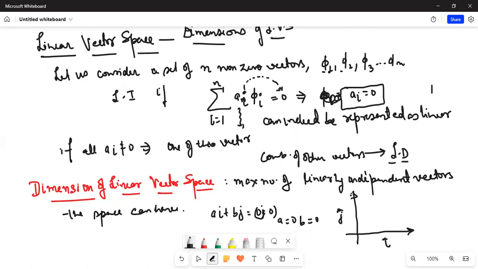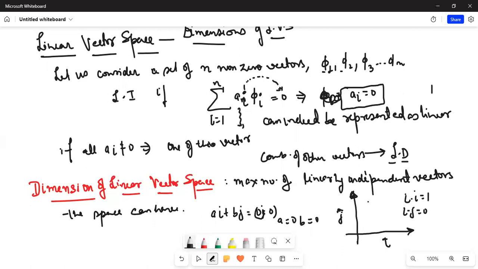This is quite easy to see geometrically also, because there is no projection of i cap over j and no projection of j cap over i. So i cap and j cap form what we call the orthonormal set of vectors, because i dot i is going to be 1, and i dot j is going to be 0. So i cap and j cap form the orthonormal set of vectors for two-dimensional space.